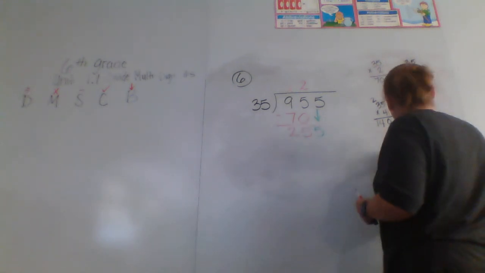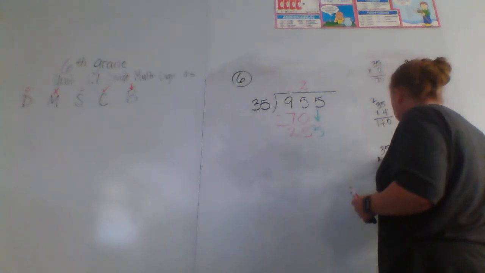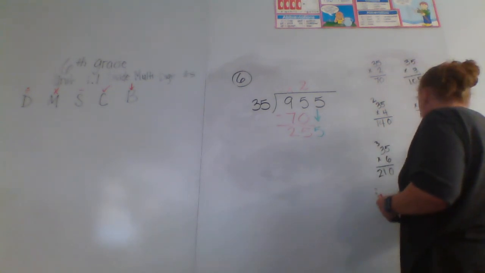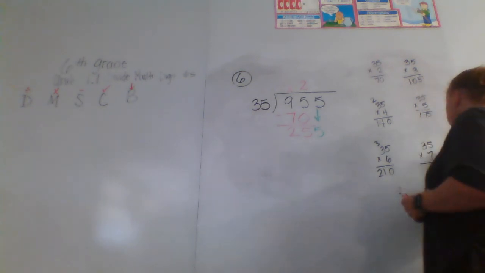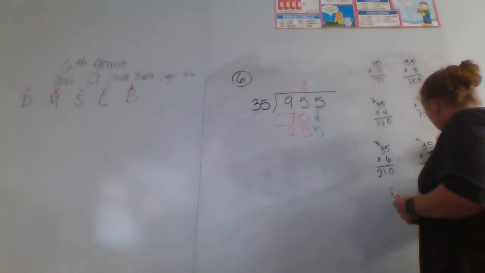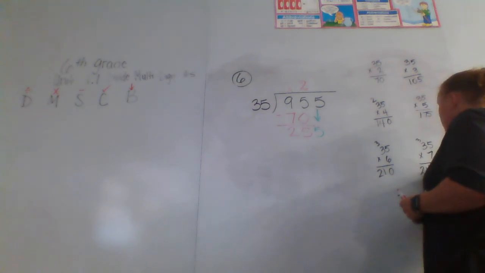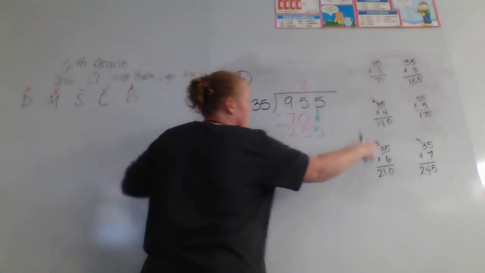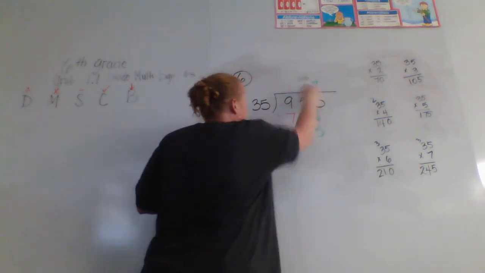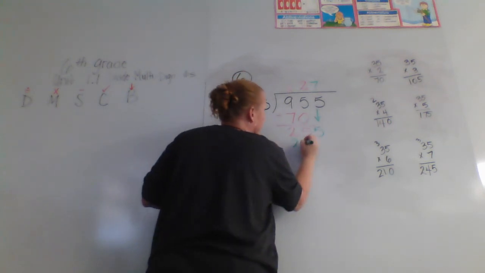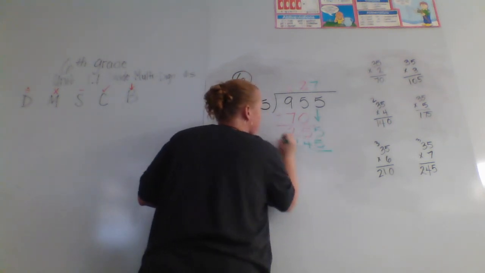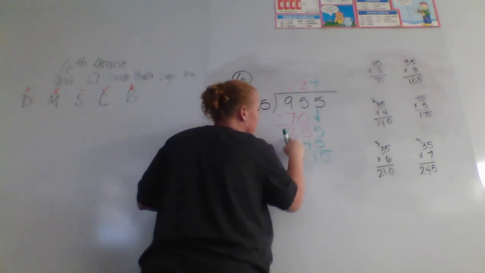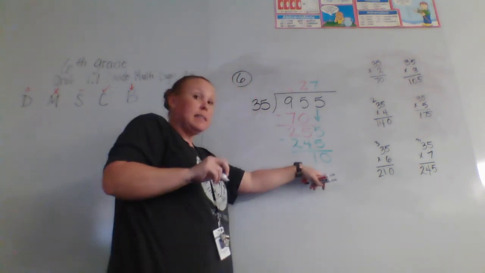So, I'm going to do 35 times 6. That's 210. And 35 times 7 is 245. That's going to be about as close as we can get. Okay? So we're going to go with the 7 up top. And 7 times 35 is 245. We subtract. 5 minus 5 is 0. 5 minus 4 is 1. And 2 minus 2 is nothing. So your remainder is 10.